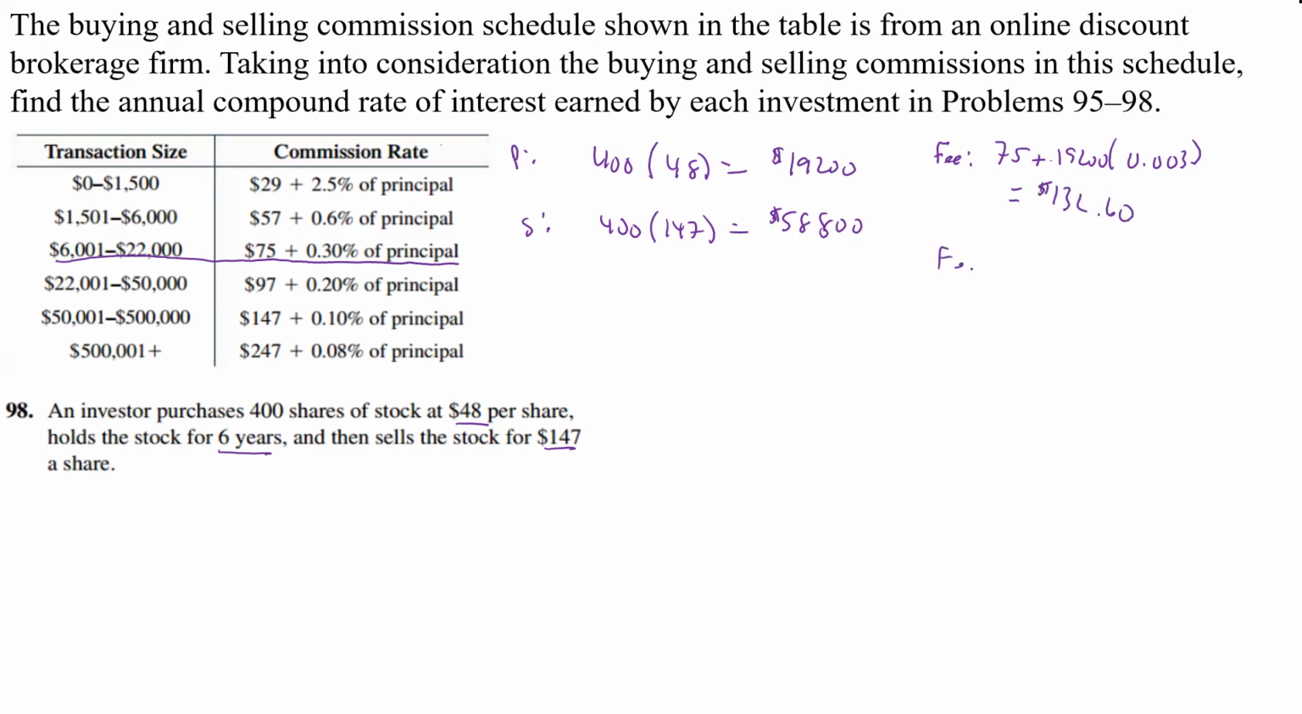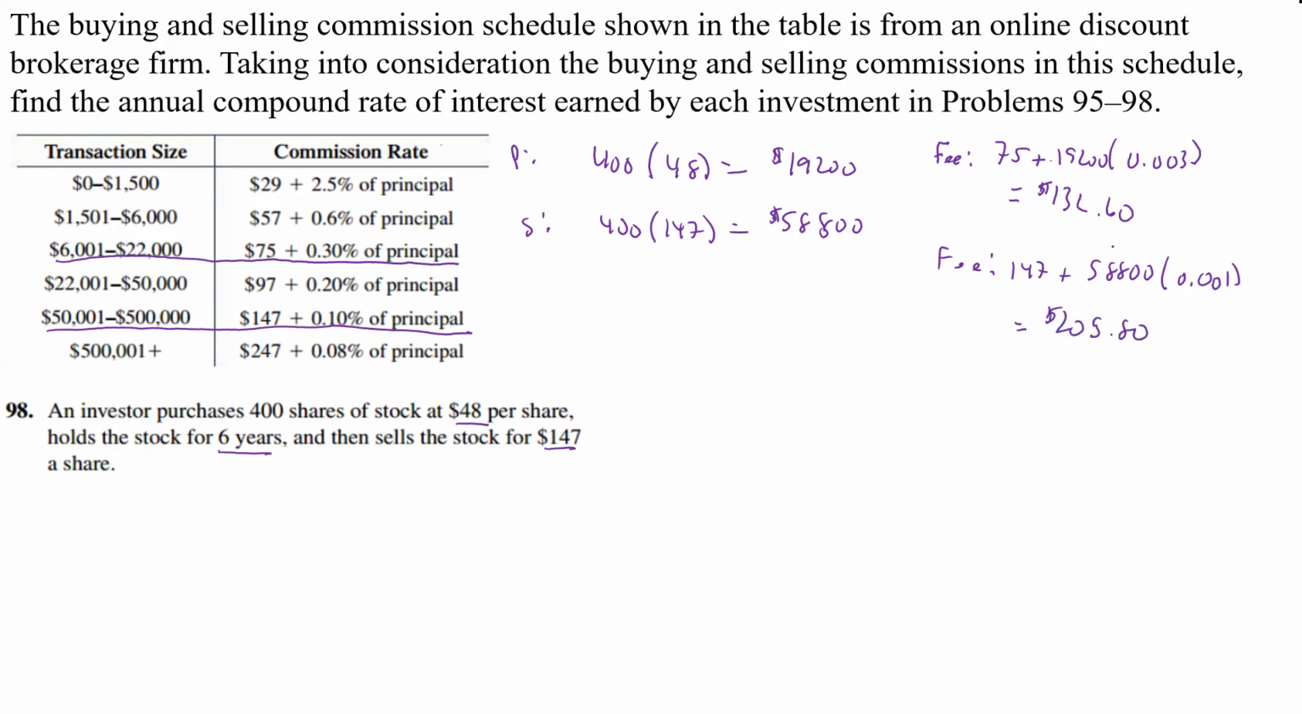Now for this fee, 58,800 is in this range. Okay. So we have 147 plus 58,800 times 0.001. So that's 147 plus 0.001 times 58,800, which is 205.80.